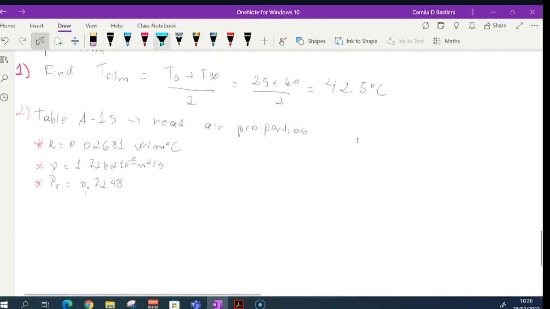Okay, my third step is to find my heat transfer surface.